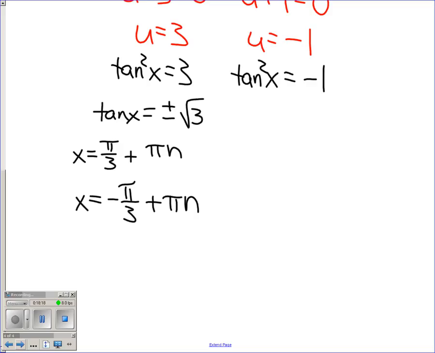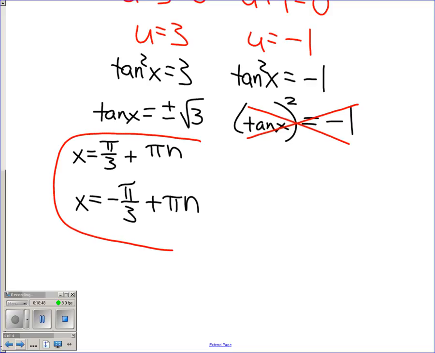Now, what about this second one, tangent squared x equals -1? Well, remember, this is shorthand for something squared equals -1, and that's tangent that's being squared. We can't square anything and get a negative number. This doesn't make any sense, so we have to throw this out. It's not going to give us any real solutions, and so what we're left with are these right here. Those are our solutions for example 3. All right.